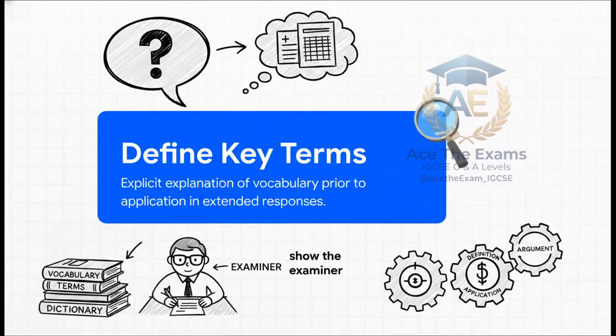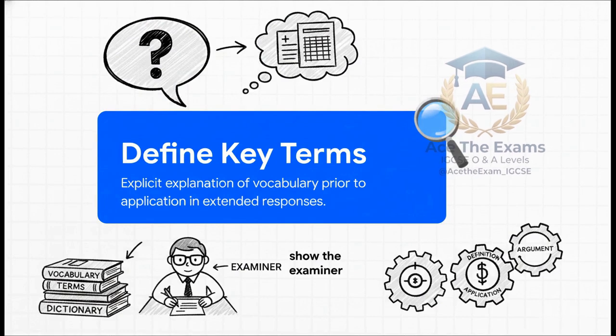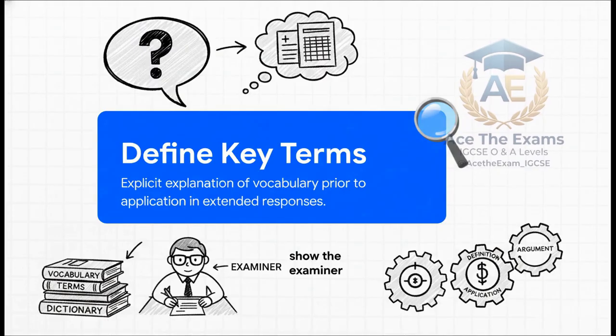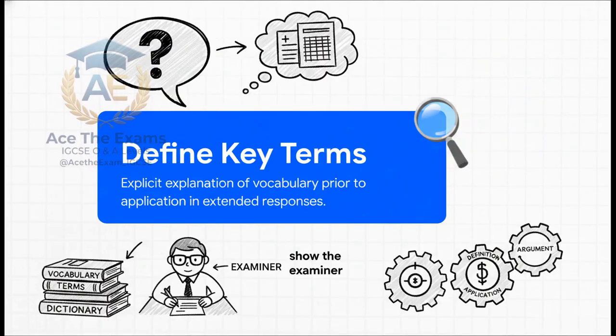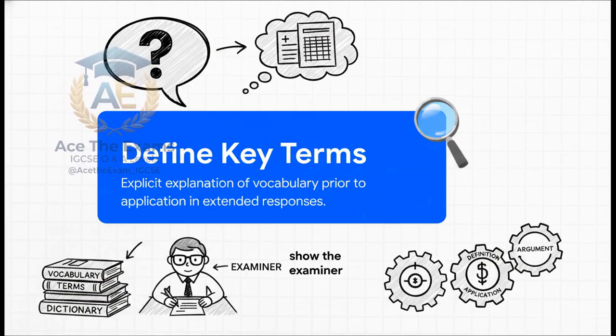And to completely dodge that terminology trap, you have to build a habit. Explicitly define your terms before you start building your extended arguments. Set the stage. Show the examiner you actually know the vocabulary. For example, explicitly define what specific depreciation method you're evaluating before you even start crunching the numbers for the expense. Define it, then apply it.